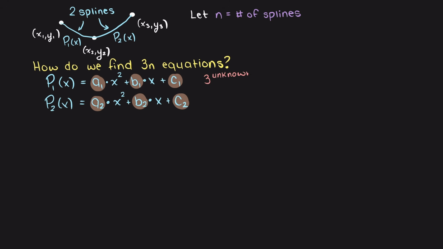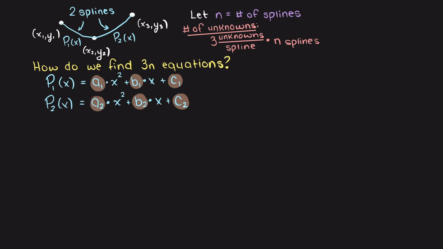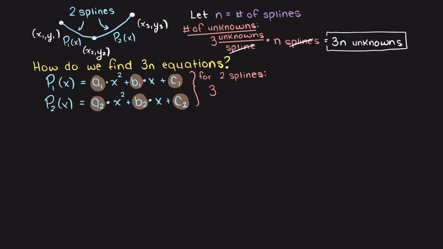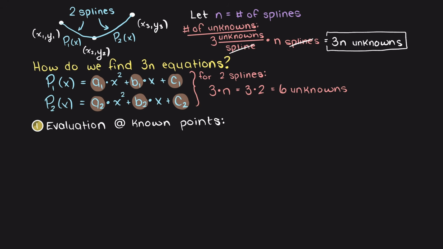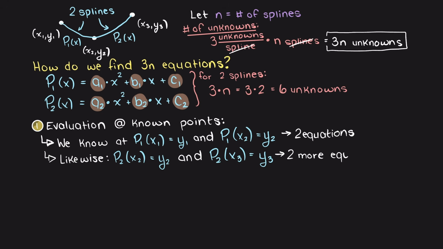So, how do we go about finding 3n worth of equations? Well, we need to find them by being clever and understanding our system more. Firstly, at every x data point we are given, we know the y value associated with it. So, for example, if we plug either x1 or x2 into p1 of x, we are going to get y1 and y2 back respectively. And there are 2 equations right there. Similarly, this is true for p2 of x.